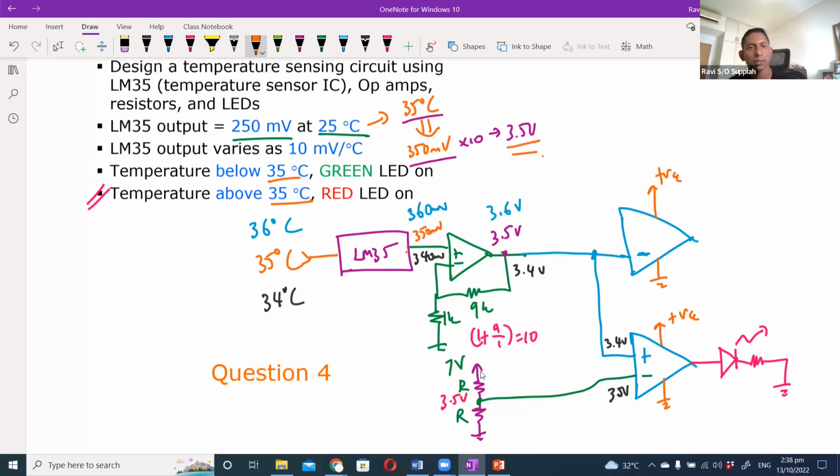But in this situation where temperature is below, I want the green LED to light up. That's where the other op amp comes in. I need to make sure that this reference voltage is also connected to the positive of the op amp. So where my input temperature is 34 degrees, after amplification I get 3.4 volt, and here is 3.5 volt, then we can say that the temperature we are reading is below 35 degrees, which will then trigger the other op amp. So I make the green LED light up.